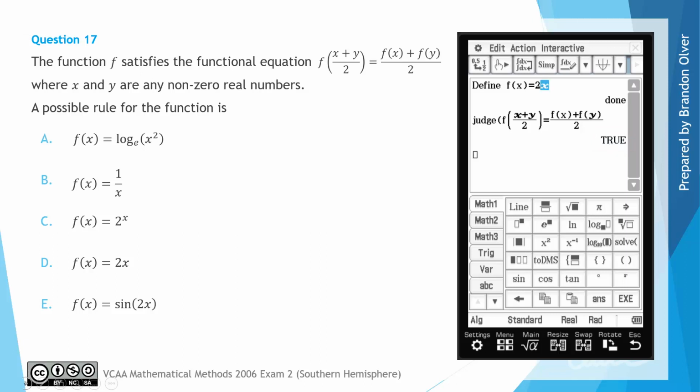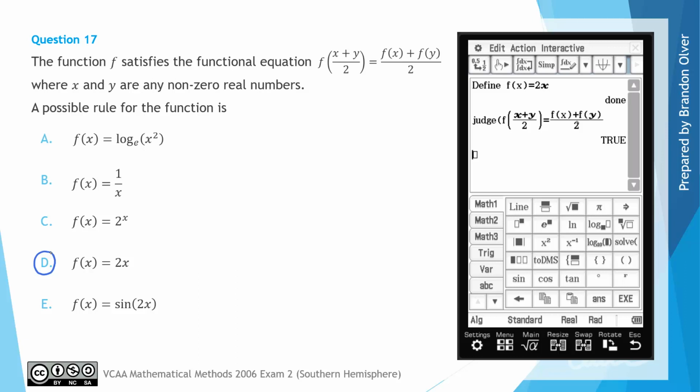Now I'll just put in the last one, which is sine of 2x, so that you can see that that comes up as undefined or false as well. So that means that it doesn't satisfy it. The only one that worked is when f of x was 2x, where the calculator judged this functional equation to be true. So based on the calculator's judgment, we know that D is the correct answer to this question.